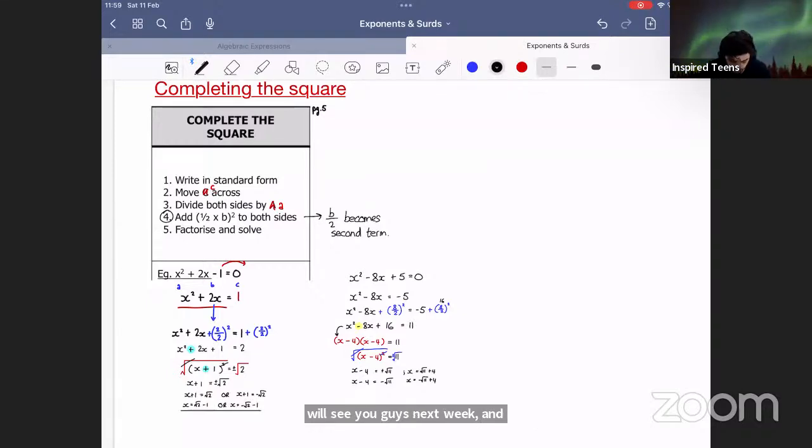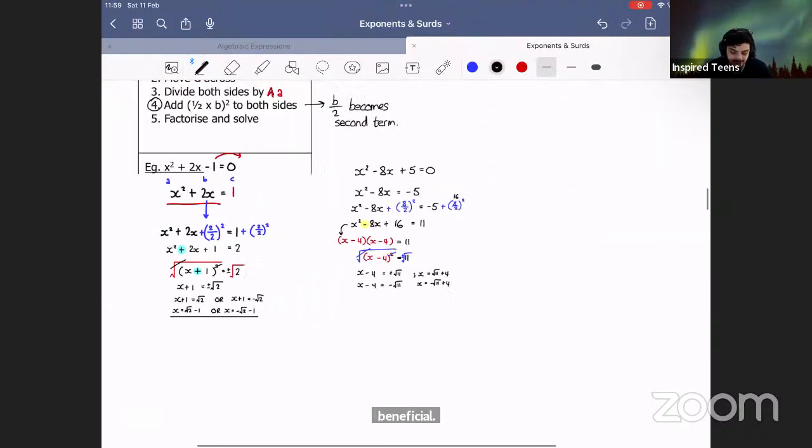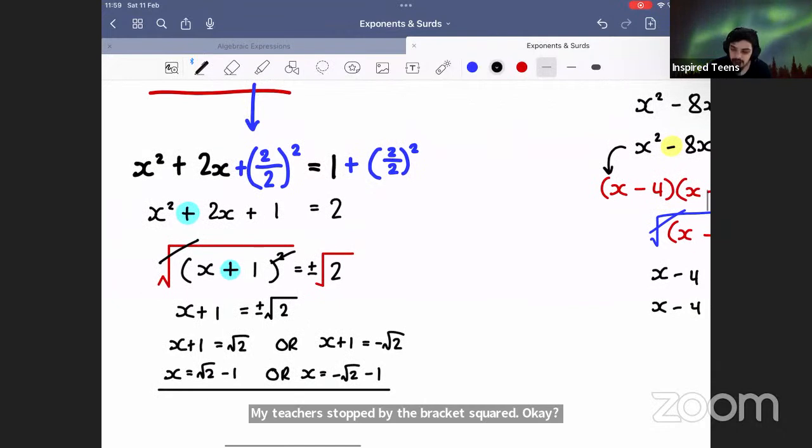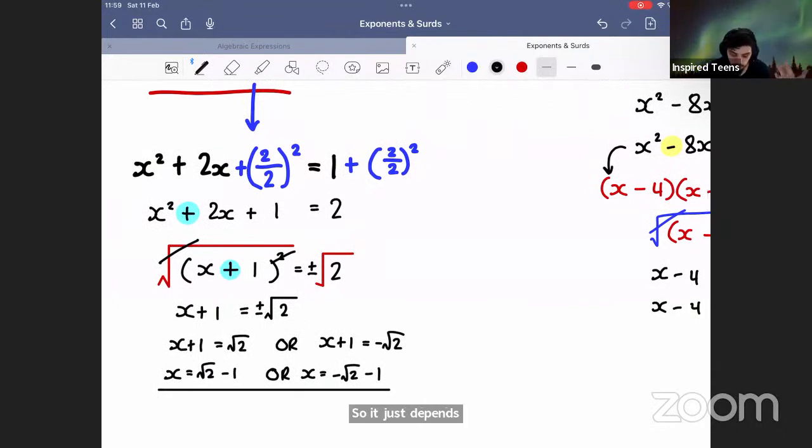My teacher stopped by the bracket squared. Okay, so it just depends. If they tell you to solve for x, if you are solving for x, you would then take it a step further to actually solve for x.